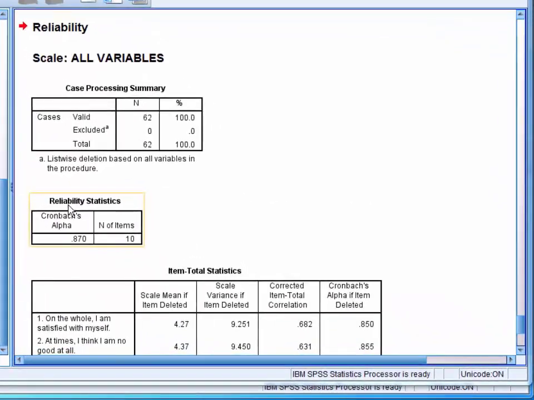First, we have the reliability statistics table. The coefficient is labelled as Cronbach's alpha, but because our scale consisted of only binary items, the coefficient is equivalent to the Kuder-Richardson 20. Here, we can see that the reliability was quite good, equal to 0.870.